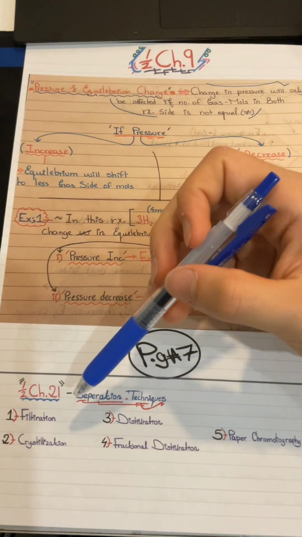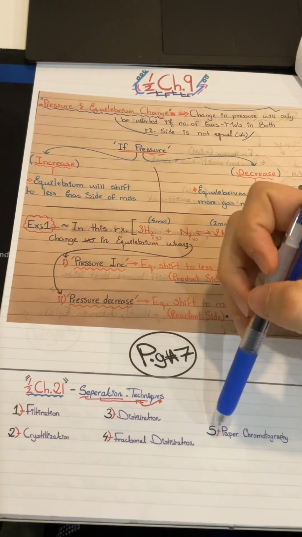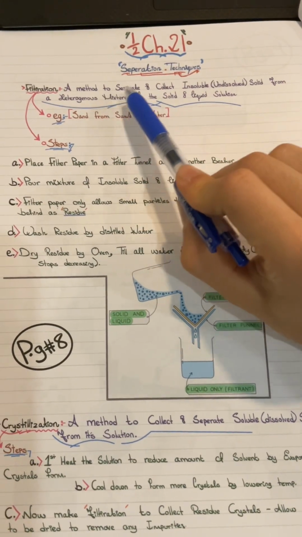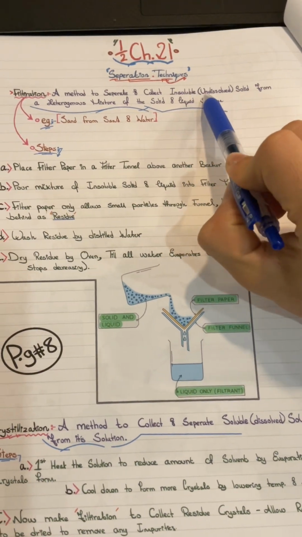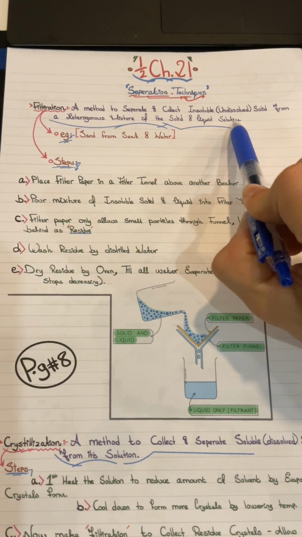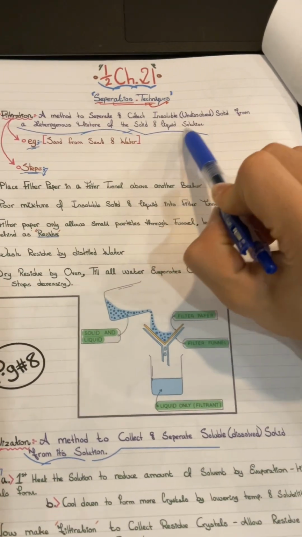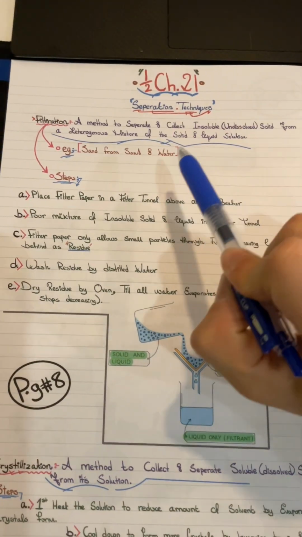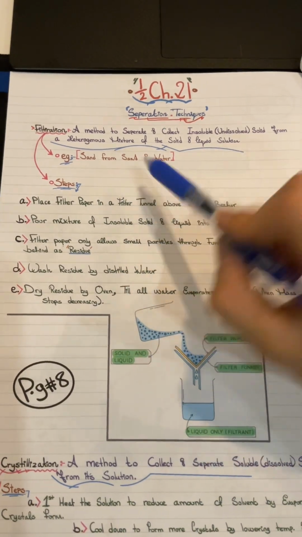So we will go through 5 separation techniques: filtration, crystallization, distillation, fractional distillation, and paper chromatography. Beginning with filtration. Filtration is a method to separate and collect insoluble or undissolved solid from a heterogeneous mixture of the solid and liquid solution. So basically you are collecting insoluble solid that is not able to dissolve from the solution. Example, sand from sand and water.